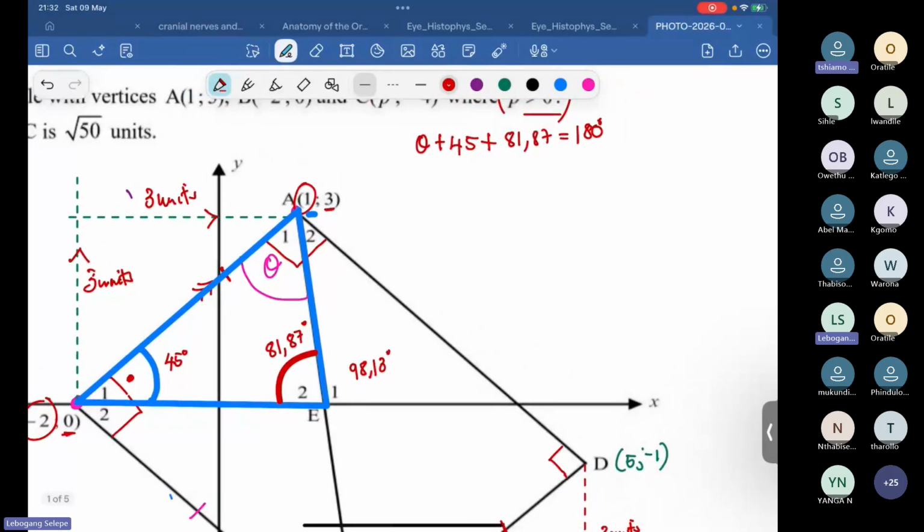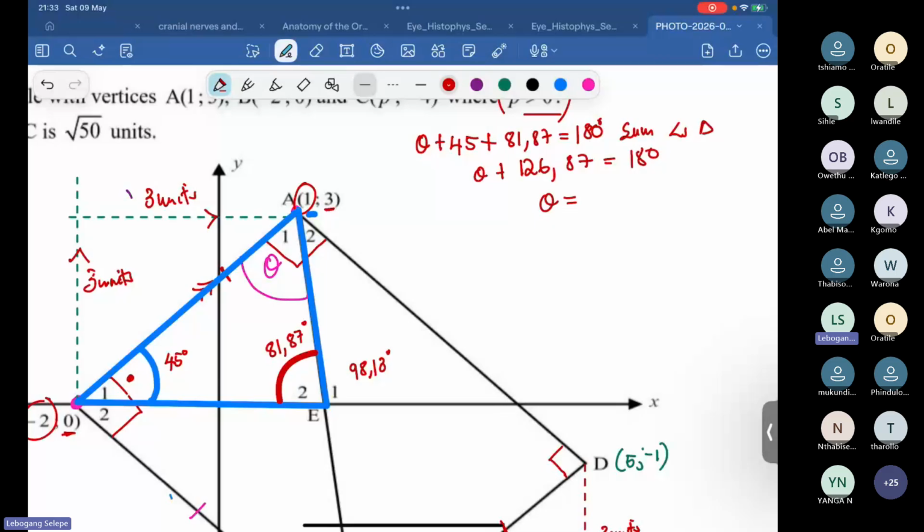Sum of angles of a triangle. Sum of angles in a triangle. Perfect. Sum of angles of a triangle. Now, this is C. So theta plus 126.87 is equal to 180.